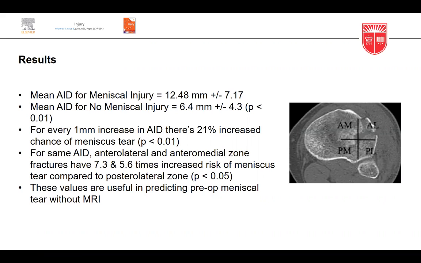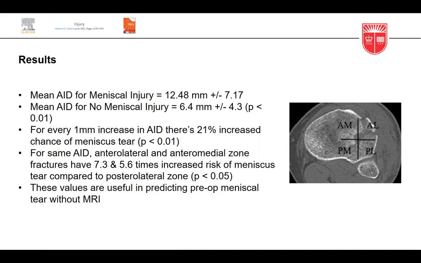The study also concluded that for the same AID, anterolateral and anteromedial zone fractures had a 7.3 and a 5.6 times increased risk of meniscus tear compared to the posterior lateral zone. Overall, the lowest amount of depression was required in anterolateral zone fractures for patients with meniscal injuries. Studies determined these values are useful in predicting pre-op meniscal tear without the use of MRI.